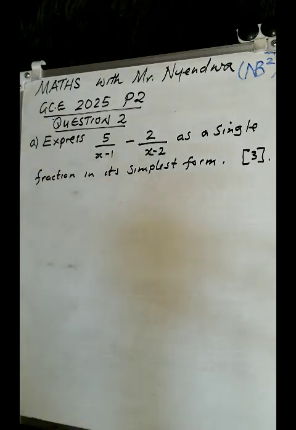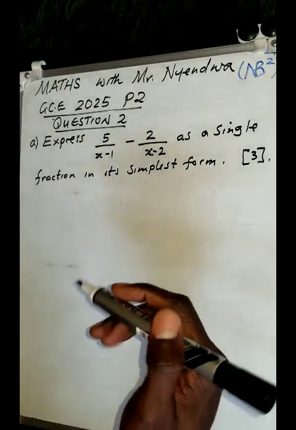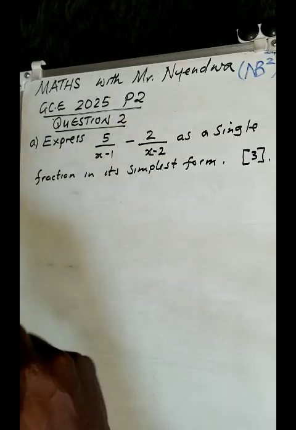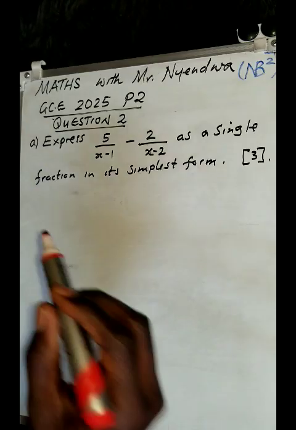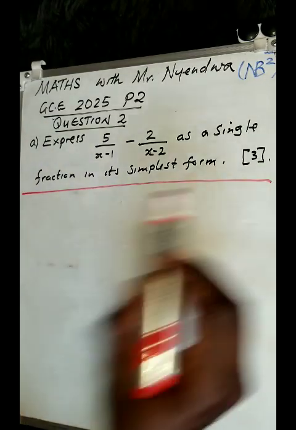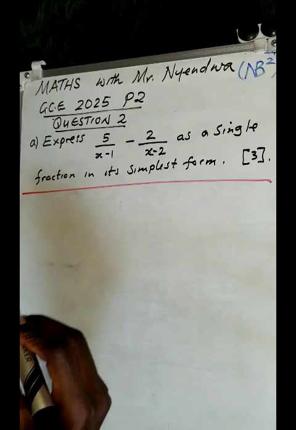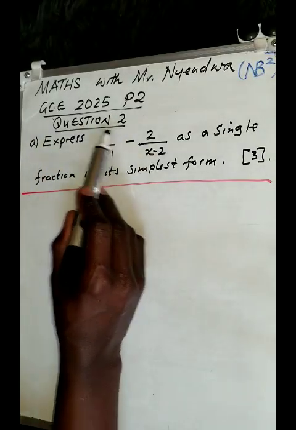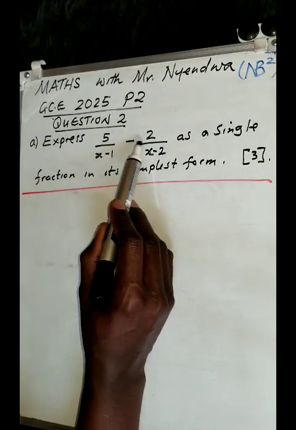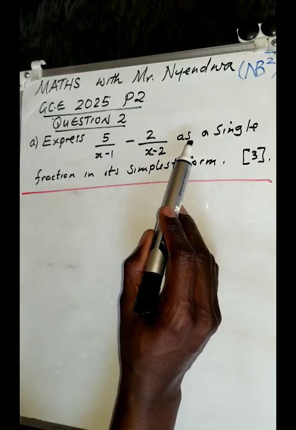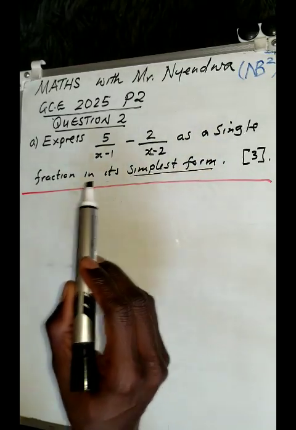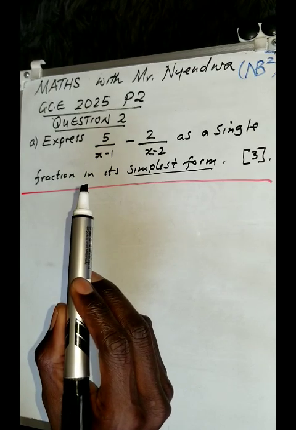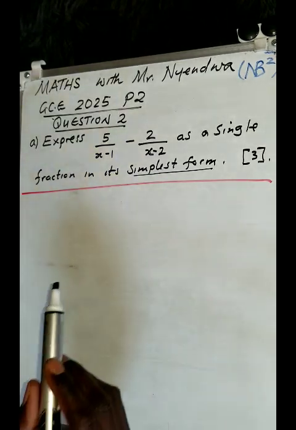So welcome to the mathematics revision of the GCE 2025 Paper 2, as I now focus my attention on question number 2. So this is question number 2 we are looking at, that is 2a. It says express 5 over x minus 1 minus 2 over x minus 2 as a single fraction in its simplest form. So they want you to express it as a single fraction in its simplest form.